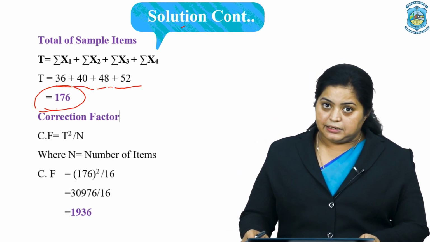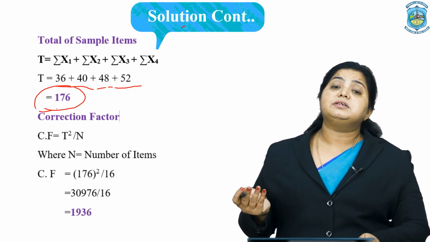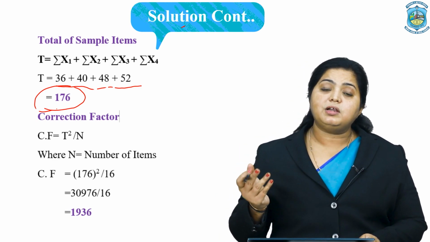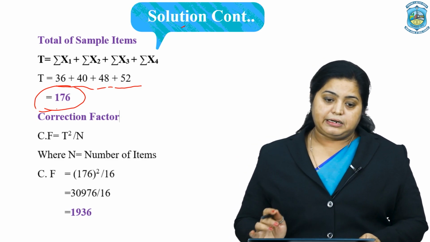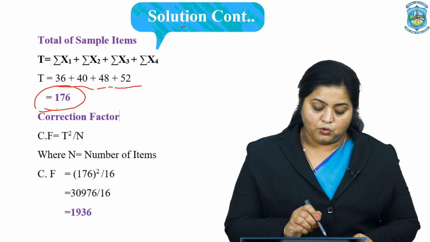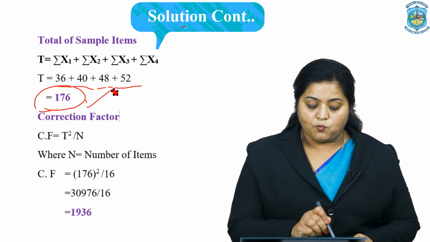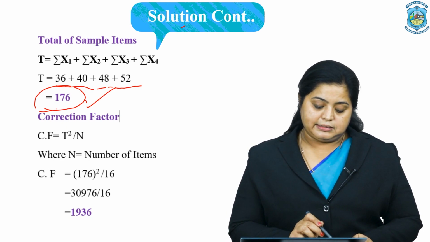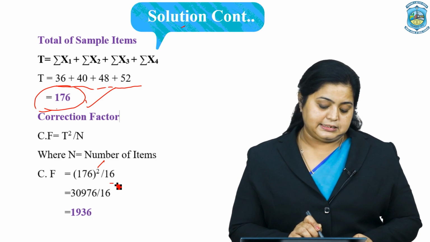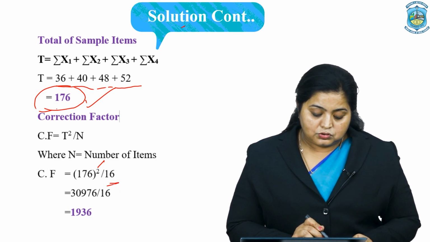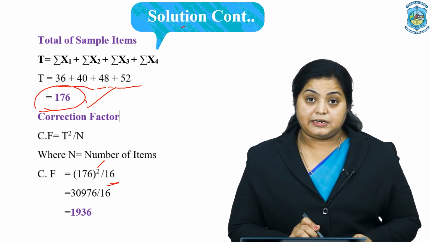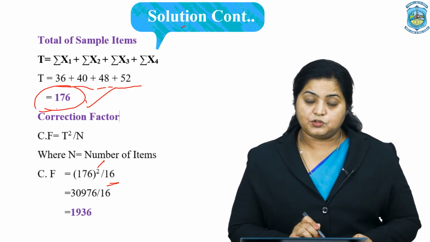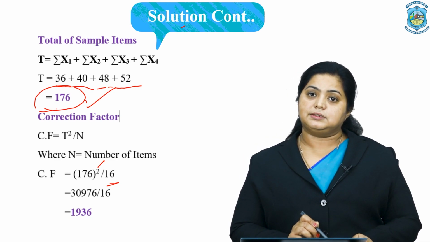With the help of this T, we further find the correction factor, that is our third working rule. The formula for the correction factor is T square divided by N. We already know from the second step that our T is 176. So correction factor is equal to 176 square divided by 16, which is 30,976 divided by 16, which becomes 1936. So this is our correction factor, 1936.